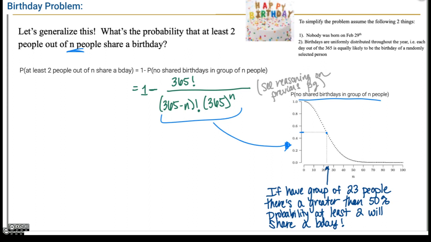And as soon as you get above 23 people, you can see this is the probability of no shared birthdays. So as I get above 23 people, this probability of no shared goes down and down and down. And therefore, the probability at least 2 of them share a birthday increases. So that's a fun party game you can play. And the odds are in your favor as soon as you're in a room with at least 23 people.